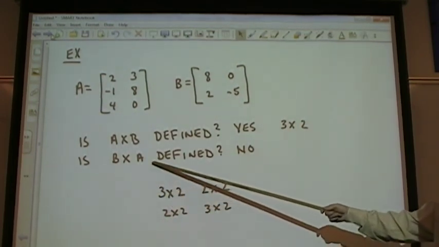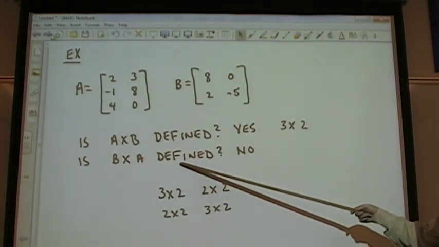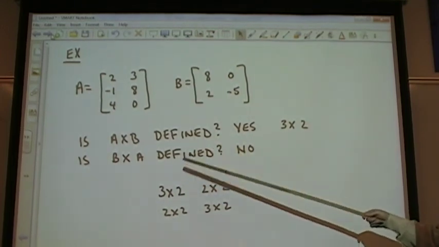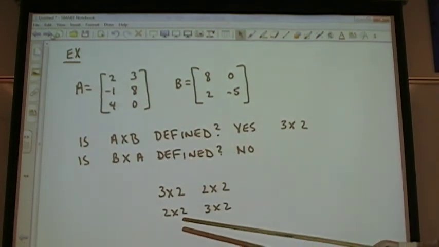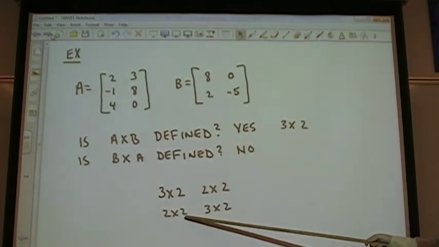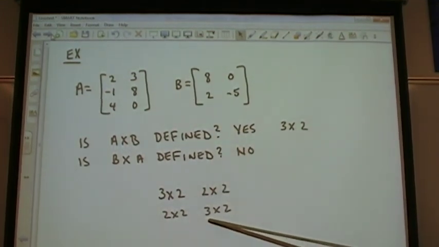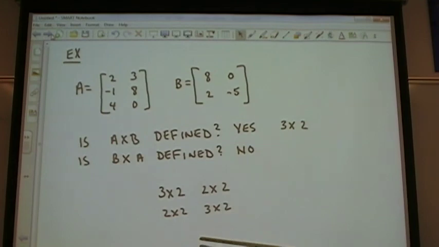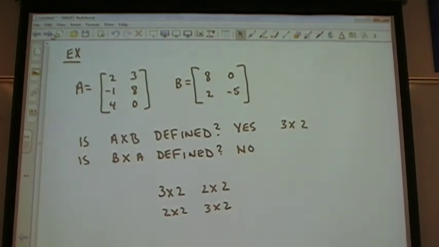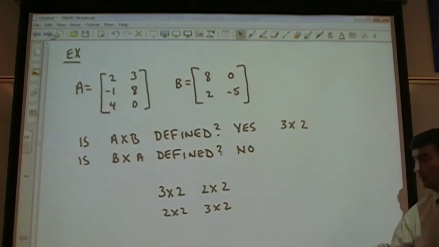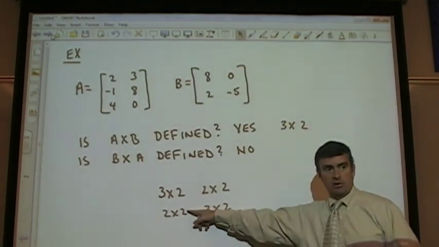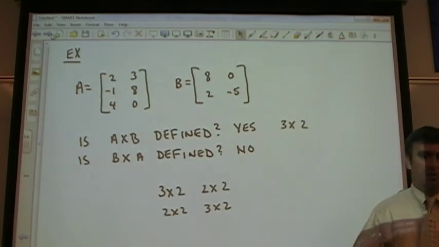Is B times A defined? If you reverse the order, you end up with a 2 by 2 and a 3 by 2. Can those be multiplied? No. The first matrix that comes first, you take the rows, and you take the columns of the second matrix when you're multiplying. Here you're just trying to find out if they can be multiplied. So since these two middle numbers are not the same, they cannot be multiplied. Okay.